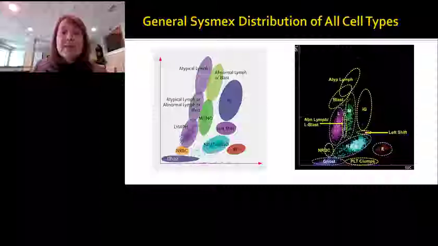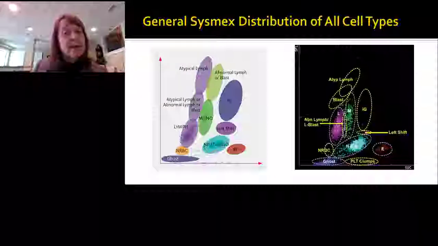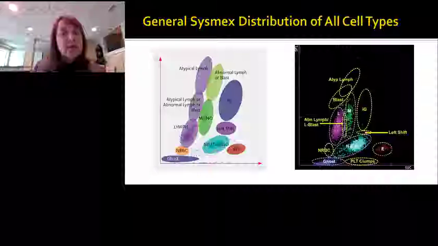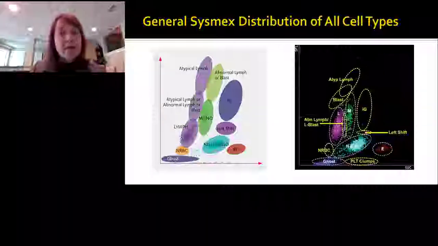The populations we see most frequently, one of the most frequently, is a left shift or IG, immature granulocytes: bands, metamyelocytes, myelocytes. These cells are larger than normal mature neutrophils, so you would expect them to be in the same position as neutrophils, but higher on the y-axis, because this is going to mean I have a larger cell, I have a larger nucleus, I should have greater fluorescence. So they will be right above your neutrophil population.